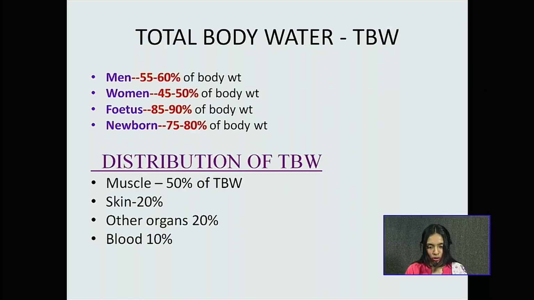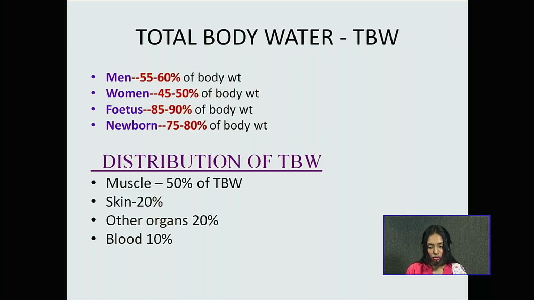So to start off with, total body water in men is 55 to 60% of total body weight. In women it is 45 to 50% of body weight. In fetus it is 85 to 90% of body weight, and in newborn it is 75 to 80% of body weight. So it is seen that in fetus the maximum of body weight is water.